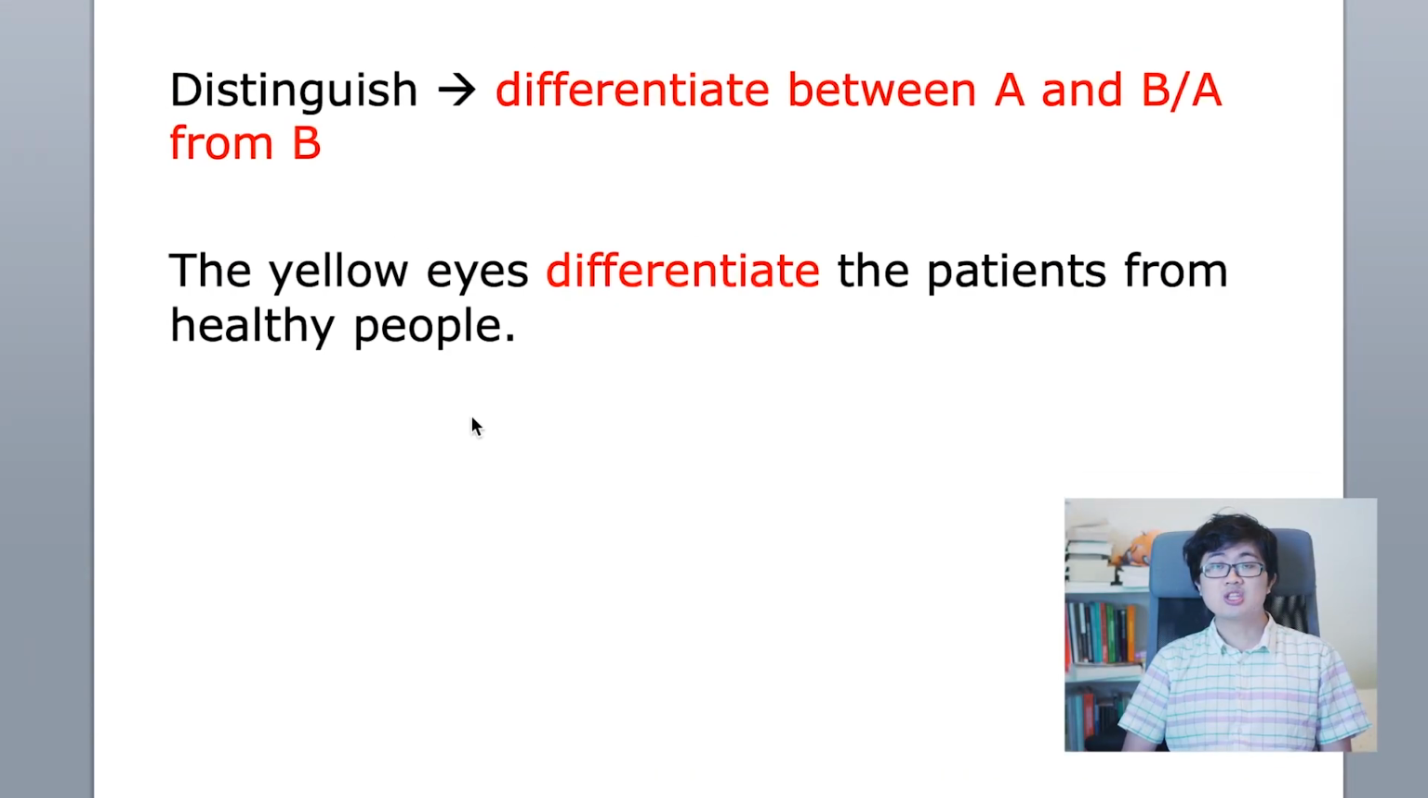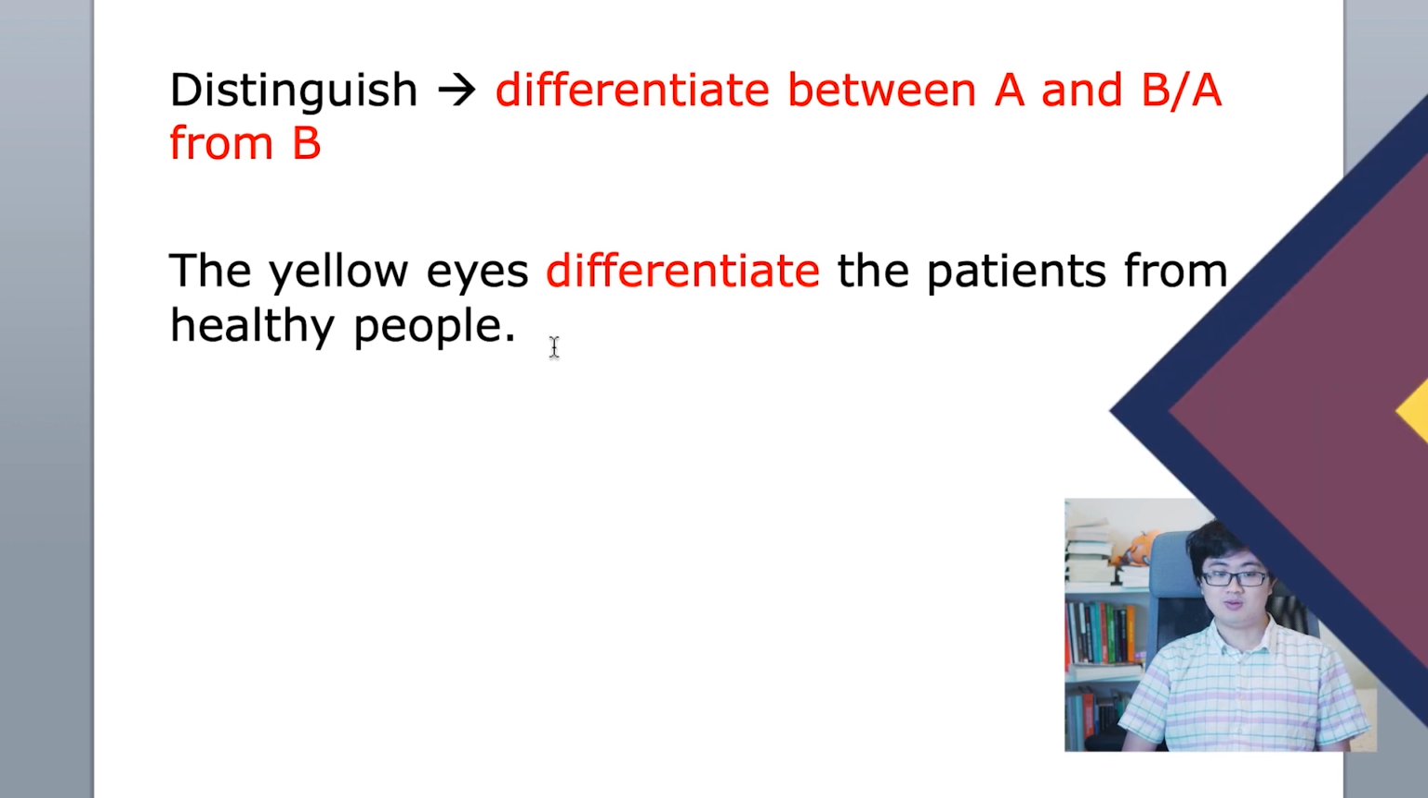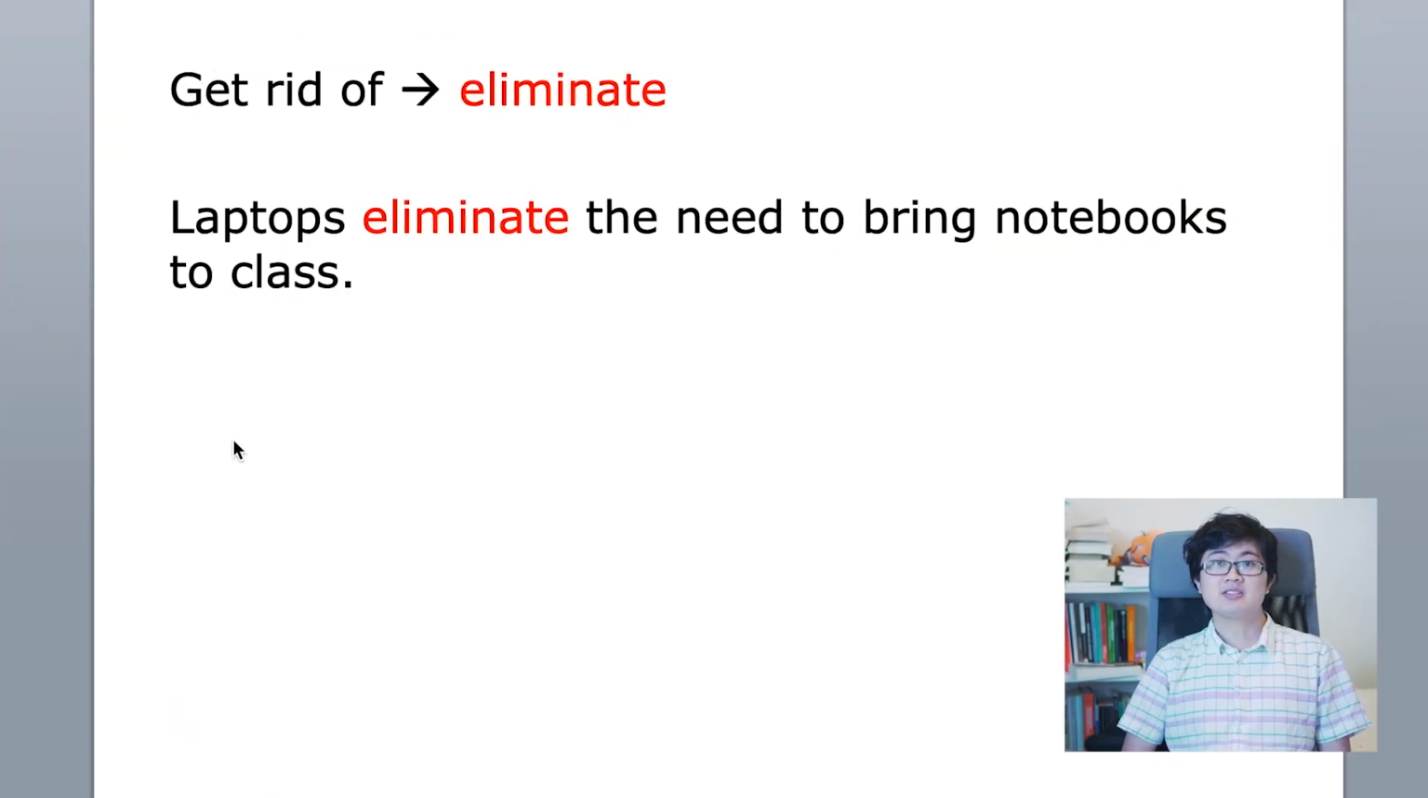The first one, instead of using distinguish, from now on you can try to use differentiate more. You have two structures, differentiate A from B or differentiate between A and B, as in this one. The yellow eyes differentiate the patients from healthy people. The next one, instead of saying or using get rid of, you can use eliminate more often. For example, laptops eliminate the need to bring notebooks to the classroom.